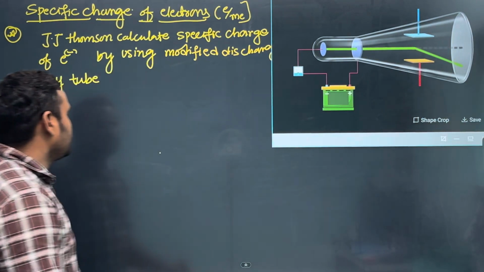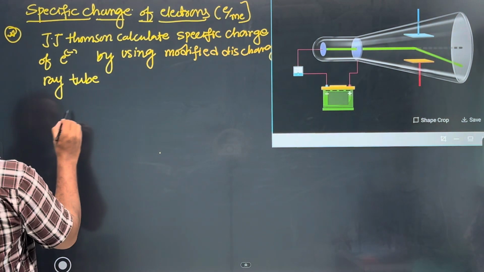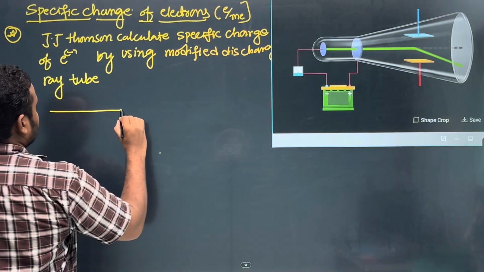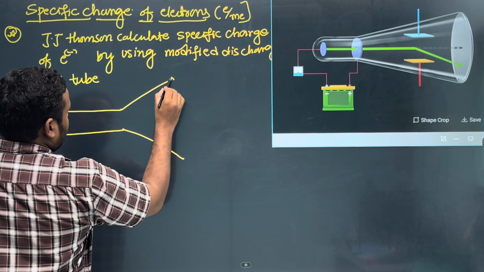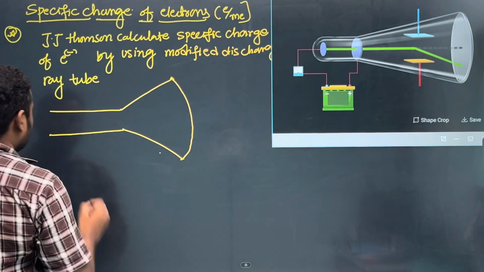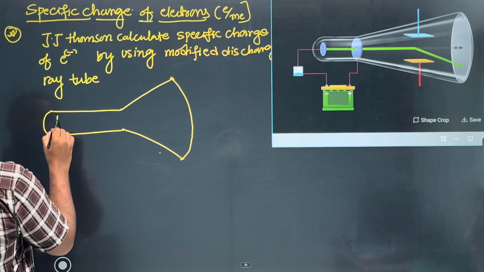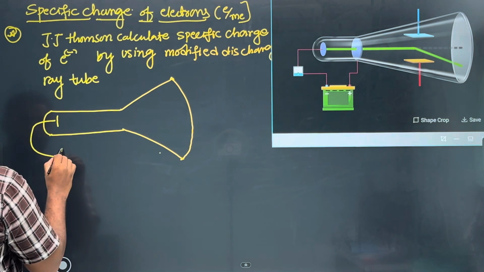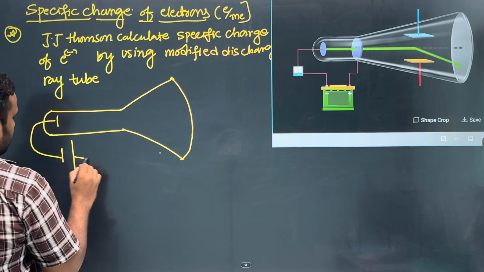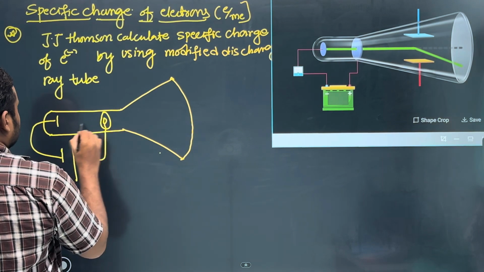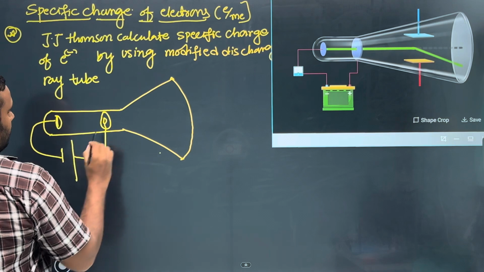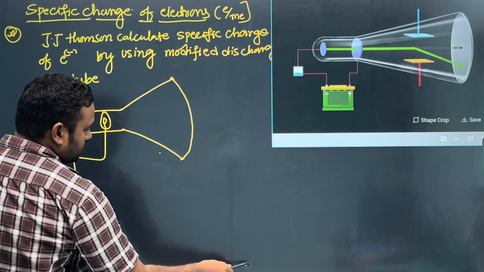Now let us see what modification he made in the discharge ray tube. This is the modified discharge ray tube, and here he used a very high voltage source, and he coated the screen with zinc sulfide.